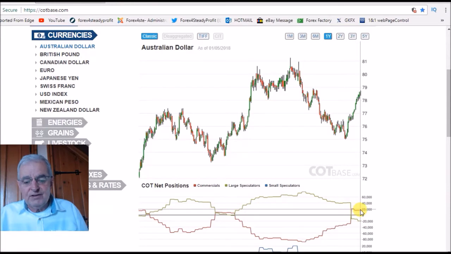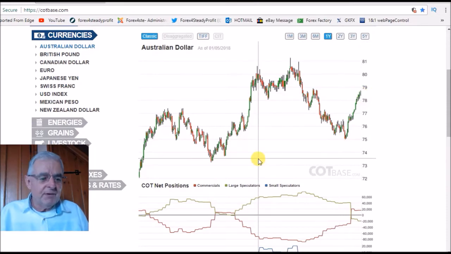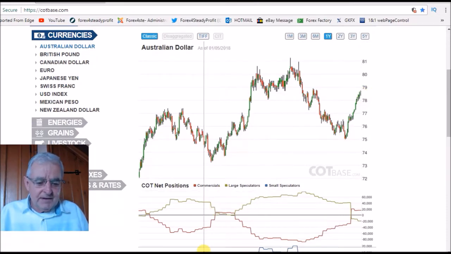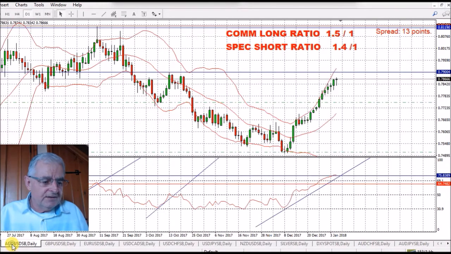That's the long. They haven't really taken any of that position off. I think we might be seeing a little bit more upside in this. So we'll go over to the chart, have a quick look. Australian dollar, US dollar.